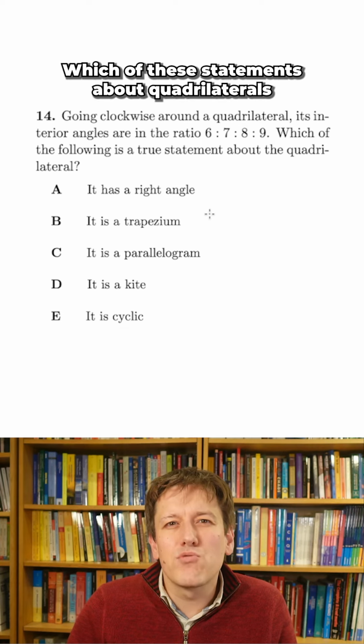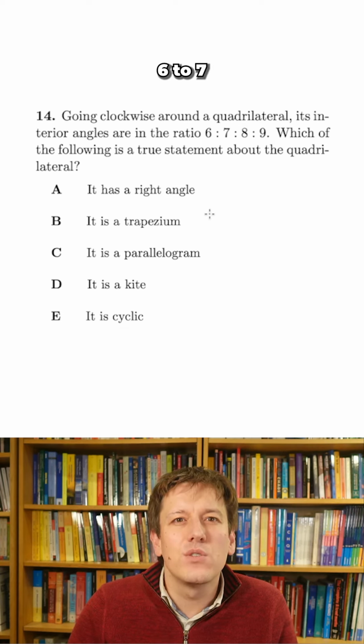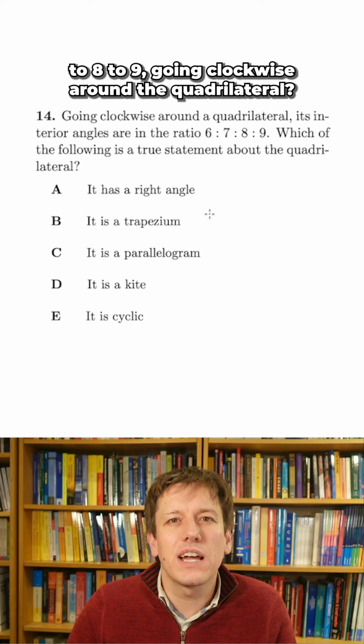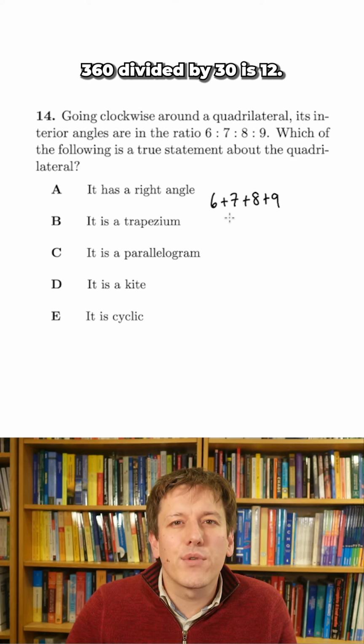Which of these statements about quadrilaterals would be true of one whose angles are in the ratios 6 to 7 to 8 to 9 going clockwise around the quadrilateral? Well, 6 plus 7 plus 8 plus 9 is 30, and 360 divided by 30 is 12.